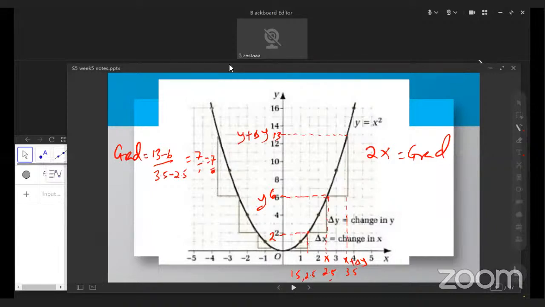Change in y out of change in x, and change in y is 6 minus 2, which is 4, out of 2.5 minus 1.5, which is 1. So it will be equal to 4. Okay. All right.